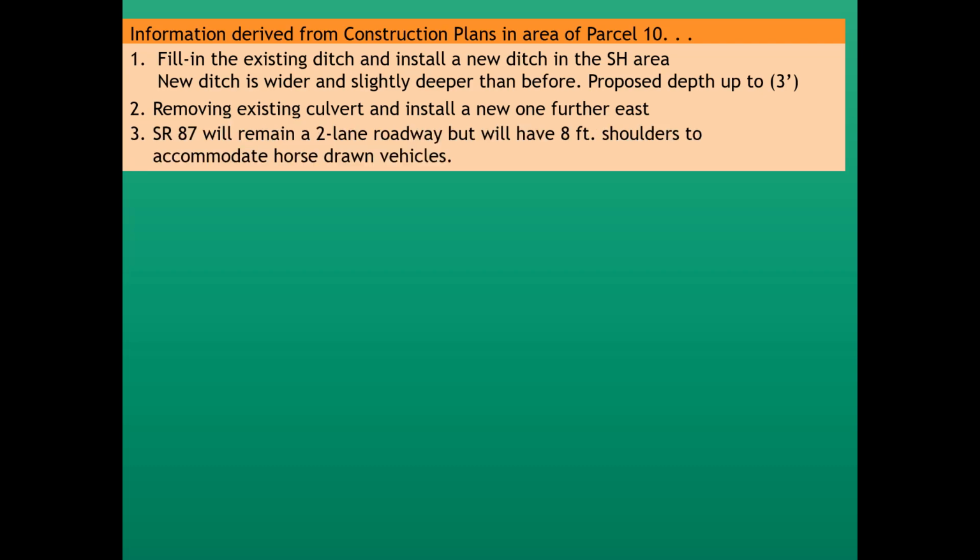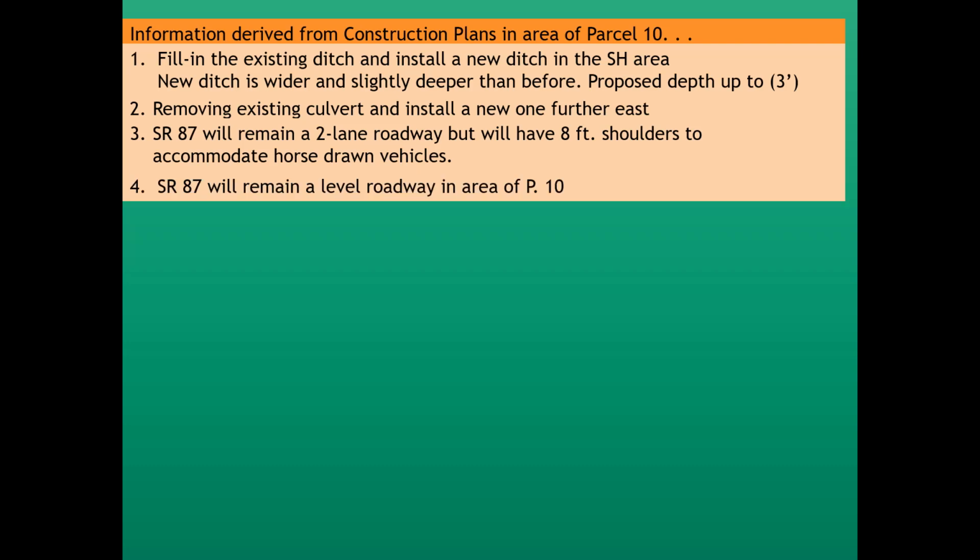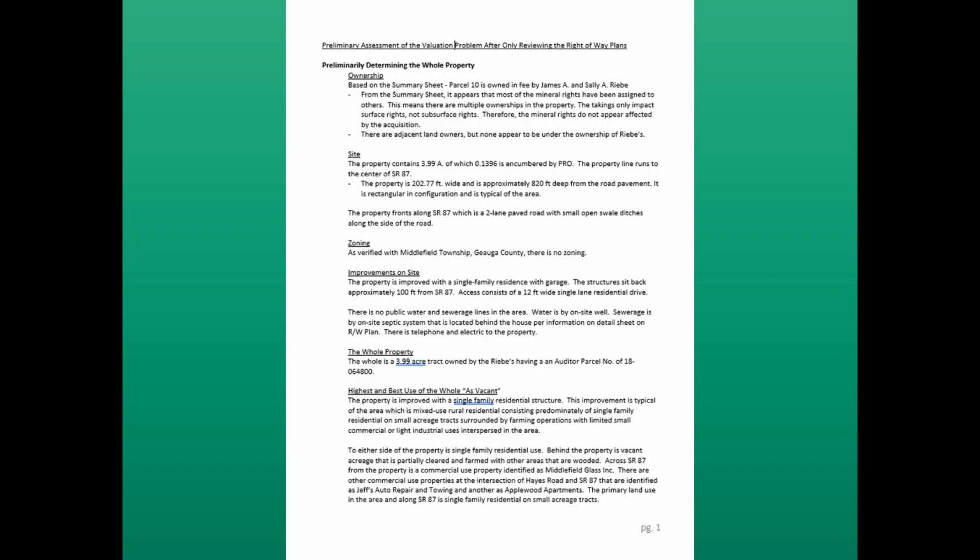State Route 87, which is the highway that this property fronts along, is going to remain a 2-lane road, but it will have 8-foot shoulders to accommodate horse-drawn vehicles. In the area where this property is located, you have a large Amish population, and there's a traffic hazard with the horses on the road, and that's one of the purposes for this project. State Route 87 is going to remain a level road in the area of Parcel 10.